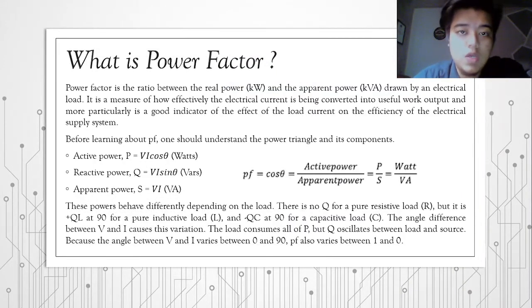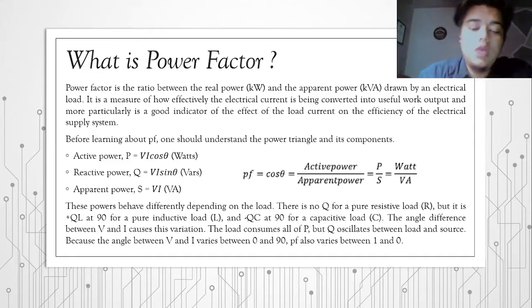Power factor is a ratio between the real power, which stands for P, and the apparent power, stands for S, drawn by an electrical load. It is a measure of how effectively the electrical current is converted into useful work output, and more particularly is a good indicator of the effect of the load current and the efficiency of the electrical supply system.